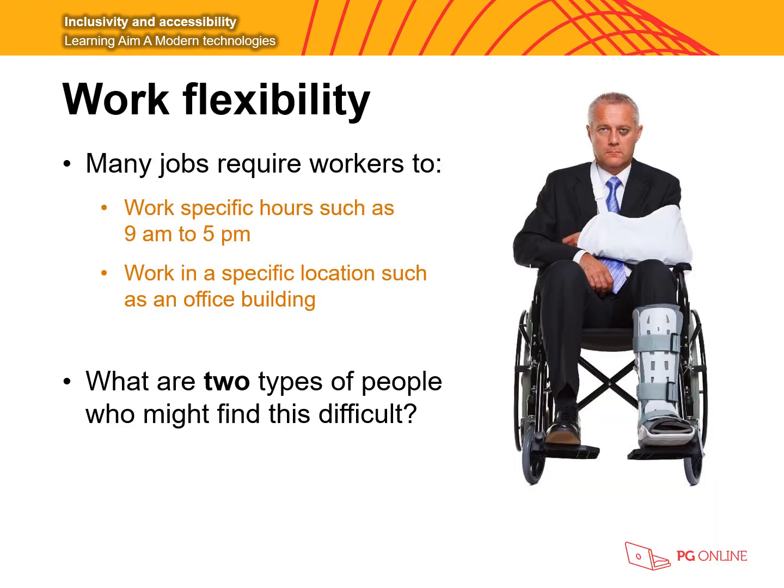Work flexibility. Many jobs require workers to work specific hours on a set weekly basis, such as 9 AM to 5 PM if you're a teacher, for example. They may dictate that you have to work in a specific location, such as a certain office building. If you took a job at BT, you may find that you are recruited to the Doncaster branch near the lakeside, which means you'd have to turn up to that building every day to complete your job. What could two types of people be who may find this difficult?